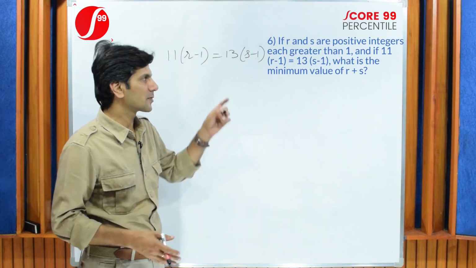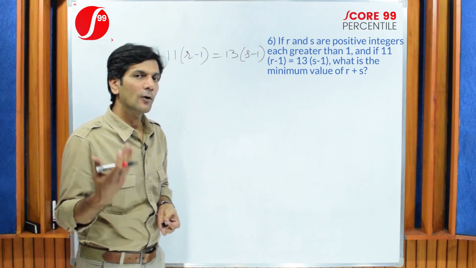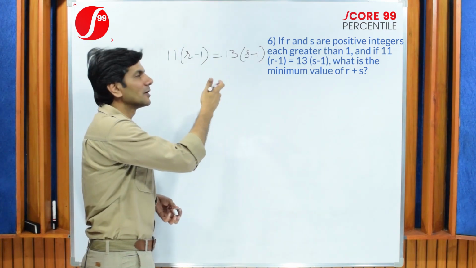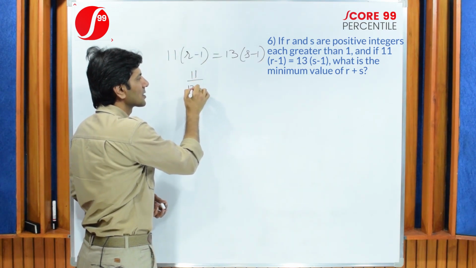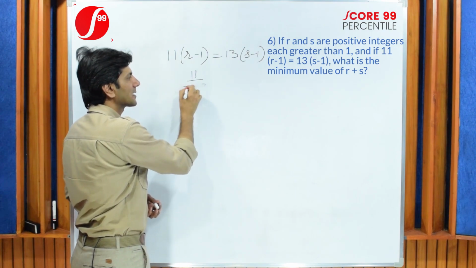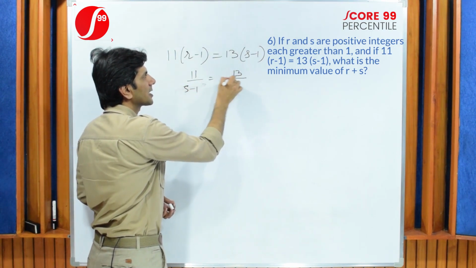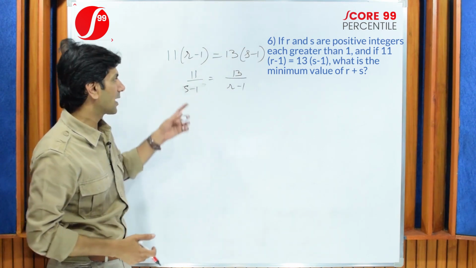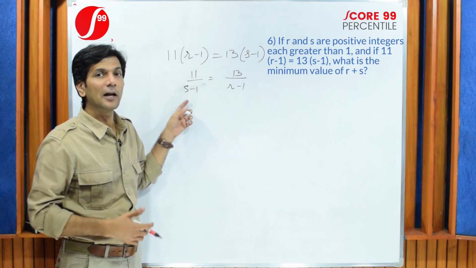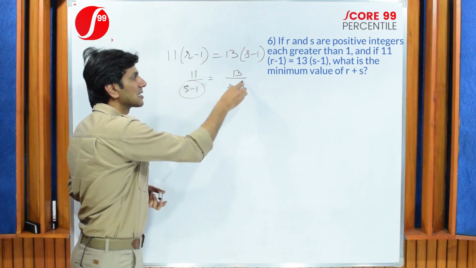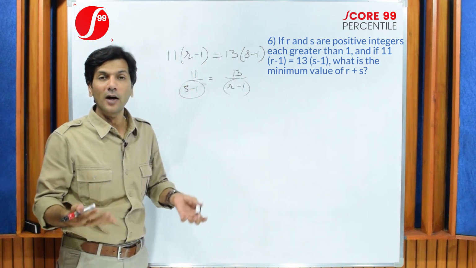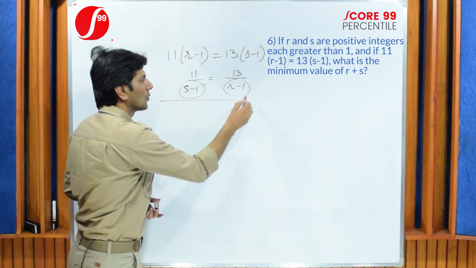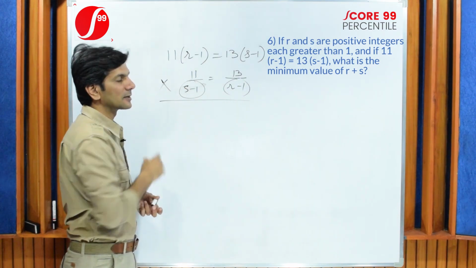That's not possible as per the question because they are greater than 1, and also logically it's not possible. If you write the equation as 11 over (S minus 1) equals 13 over (R minus 1), then if R and S take a value of 1 each, it means that your denominator is 0. That's not possible. So R and S cannot be 1. They have to be something else.